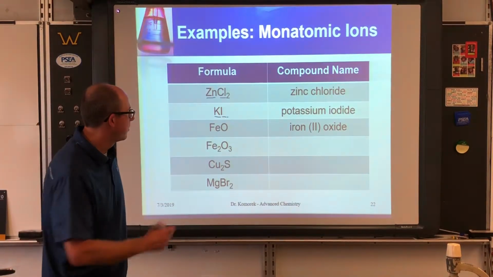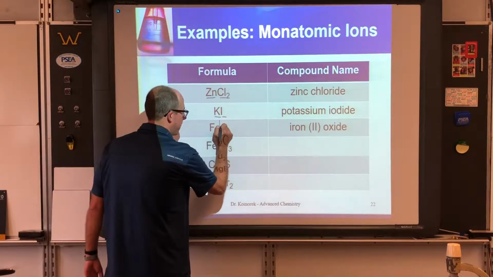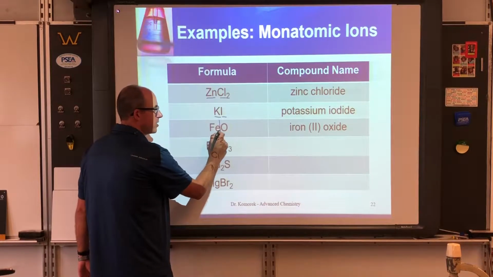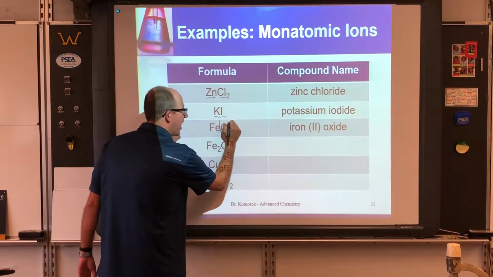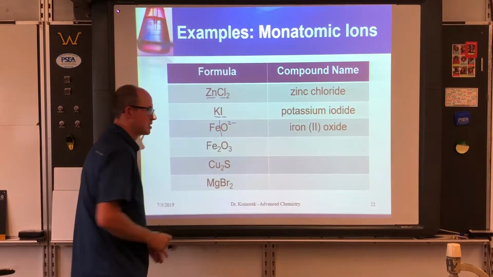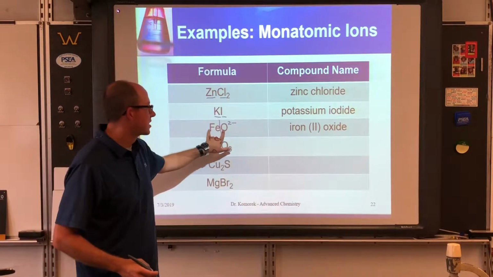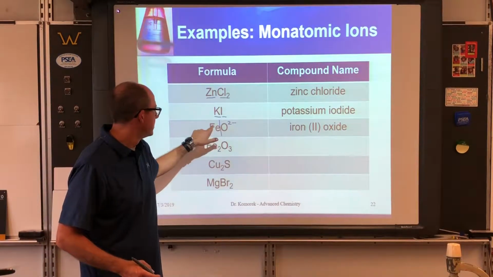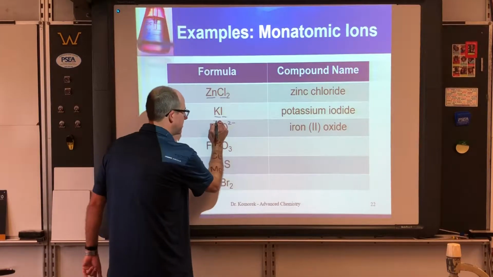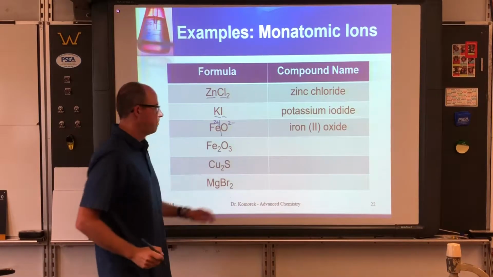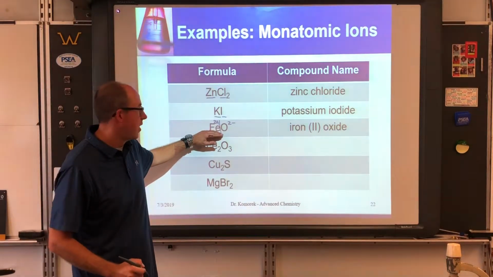The next one, we finally need a Roman numeral. This is iron, this is oxide. Oxide has a charge of 2 minus. So the only way this compound is neutral is if the iron is 2 positive to balance that out. This is iron 2 oxide.